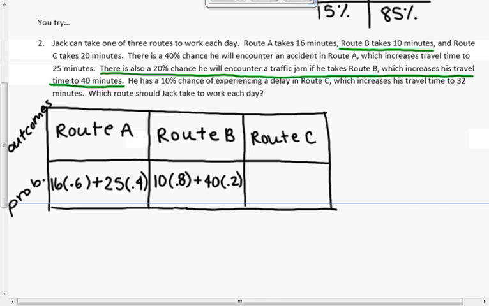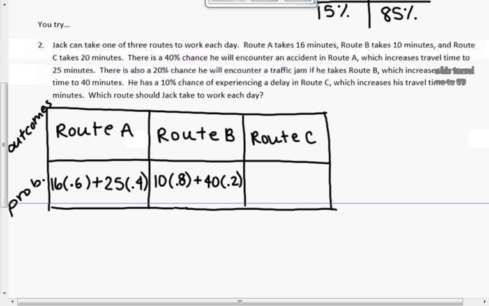This hopefully is getting a little easier. You're starting to kind of figure out the order things go in. Last one. Route C typically takes 20 minutes.